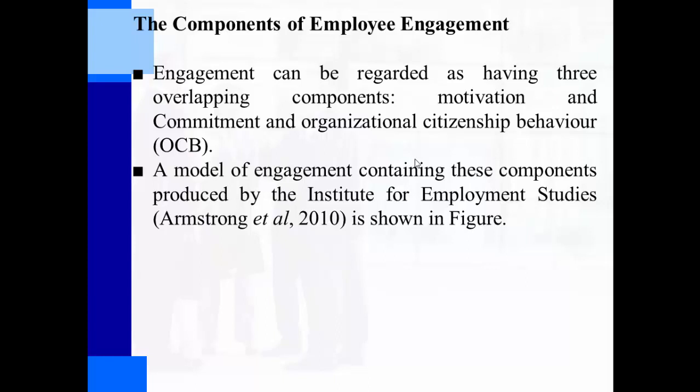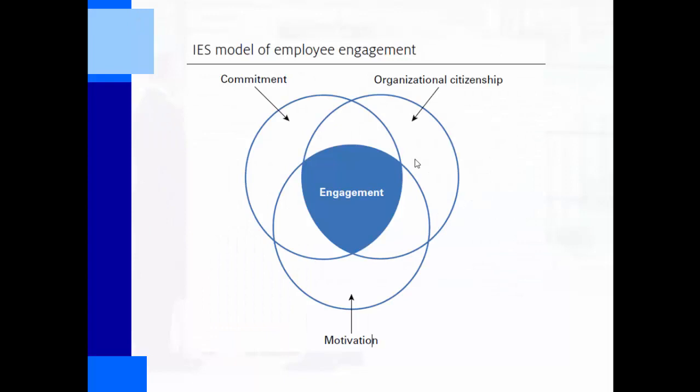There are components of employee engagement. Engagement can be regarded as having three overlapping components: motivation, commitment, and organizational citizenship behavior. Employee engagement is actually the combination of motivation, commitment, and organizational citizenship behavior. A model of engagement containing these components, produced by the Institute for Employment Studies, Armstrong et al., 2010, is shown in the figure. This engagement is actually the combination of commitment, organizational citizenship, and motivation.